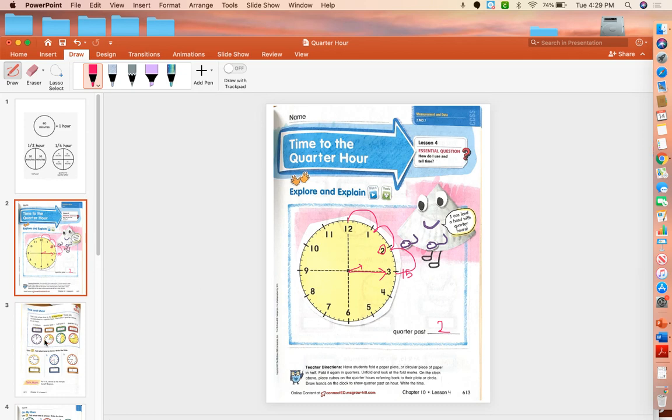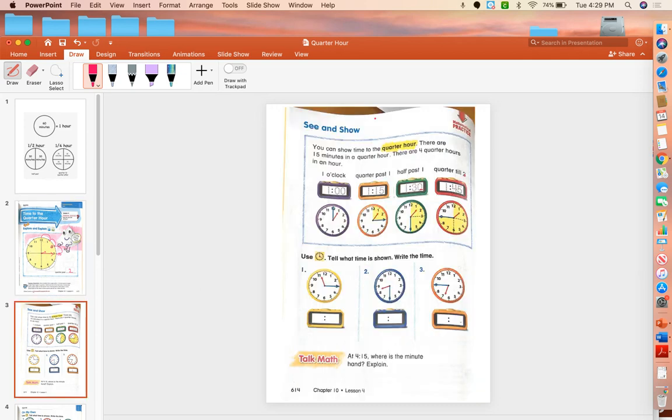All right. Let's take a look at this page. You can show time to the quarter hour. There are 15 minutes in a quarter hour. There are 4 quarter hours in an hour. So look at this first one. This one's 1 o'clock. You can go ahead and trace this 1 o'clock. Look, the hour hand is pointing to the 1 and the minute hand is pointing to the 12. We know that anytime the minute hand is pointing to the 12, it is o'clock.